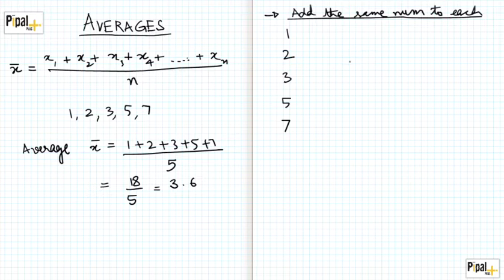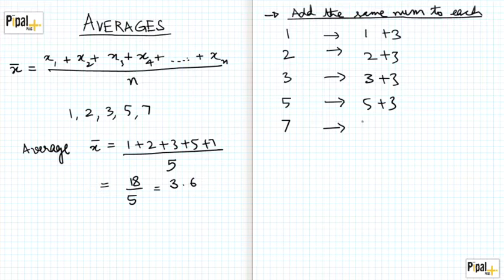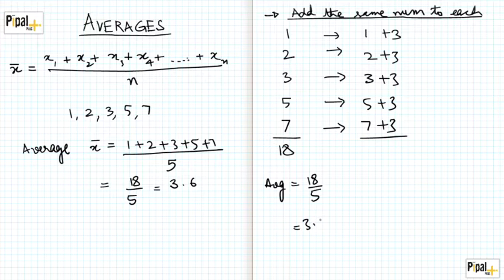Now essentially what we are saying is that we are changing 1 to 1 plus 3. We are changing 2 to 2 plus 3. 3 changes to 3 plus 3. 5 changes to 5 plus 3. And 7 changes to 7 plus 3, right? So now we want to find out, by doing this change, how does our average change? In this case, the sum total of these numbers we have found out was 18, right? And the average in this case was 18 divided by 5 equals 3.6.